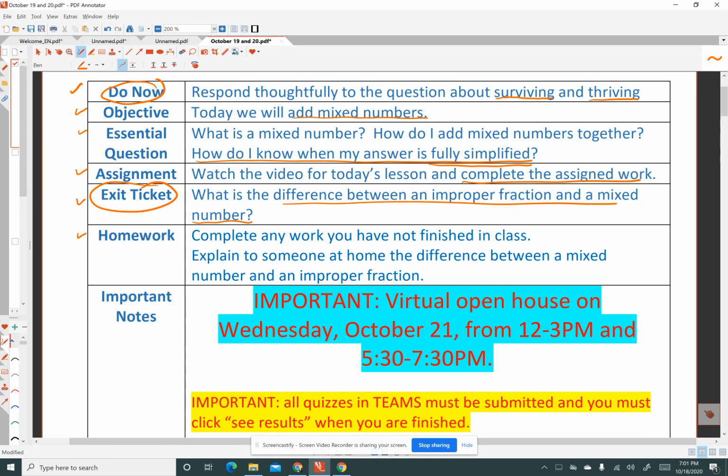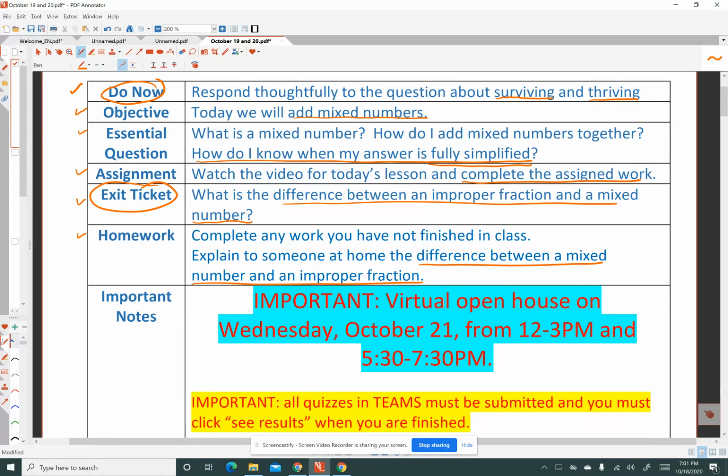For homework, I just want you to complete any work that you have not finished in class. And I would like you to explain to someone at home the difference between a mixed number and an improper fraction. When you talk about something, it really helps you solidify your understanding of it.